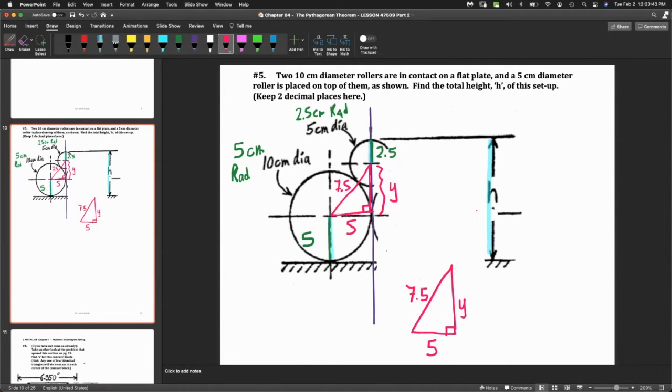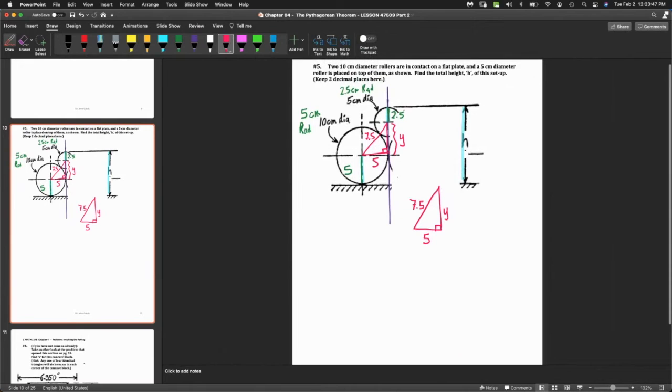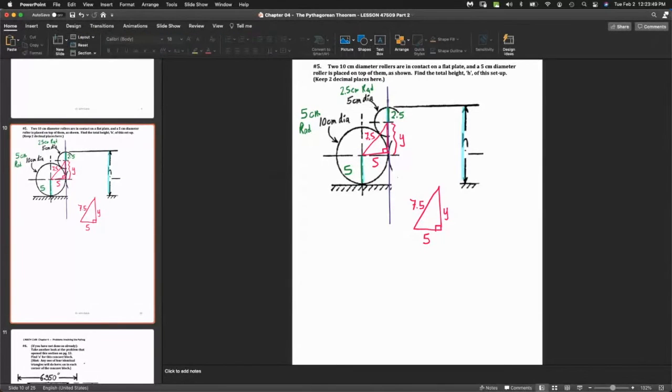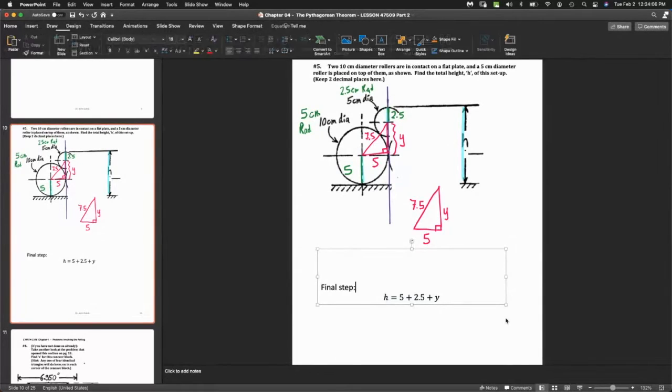So at this point, the coast is clear, my friends. We can do this question. So let's talk about some steps here. The final step is this: h equals 5 plus 2.5 plus y. That's the final step of our answer. So once we get y, we're absolutely set. So let's draw an equation here to solve for y.